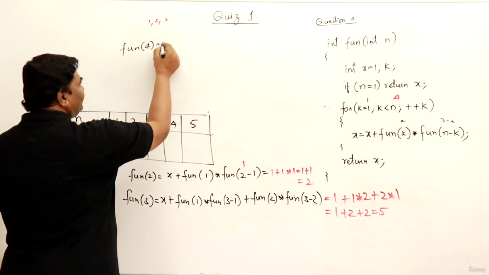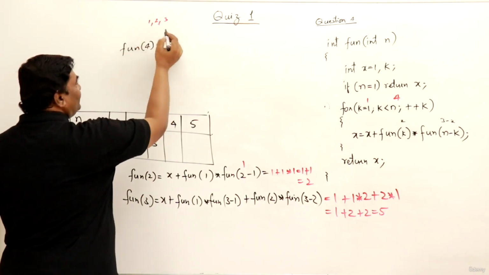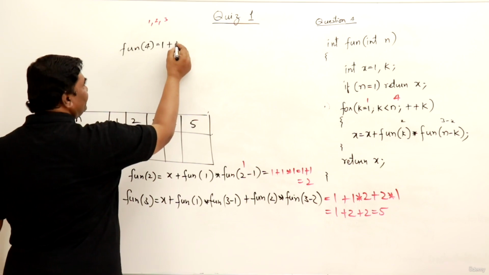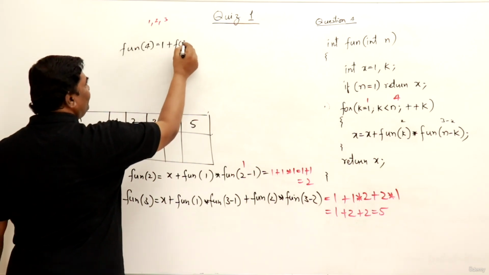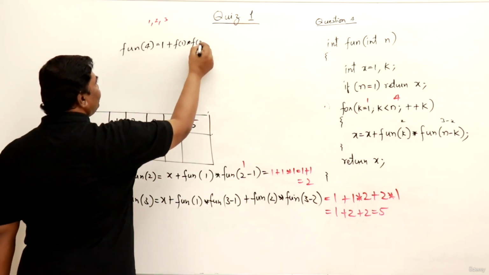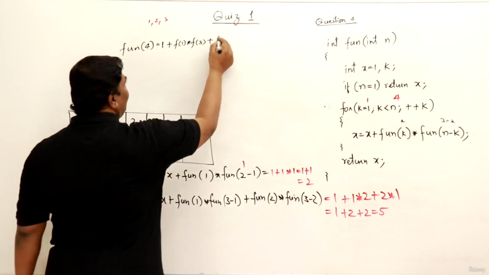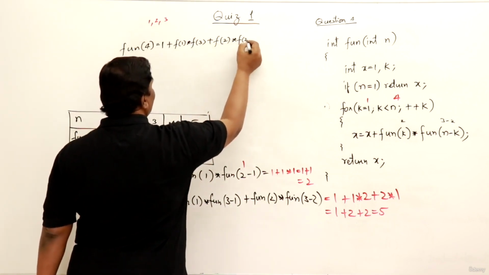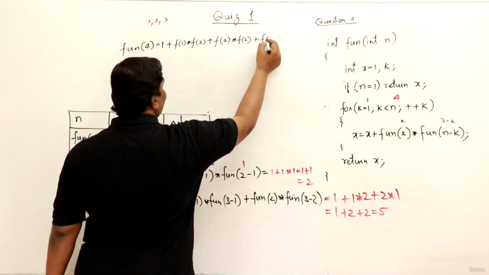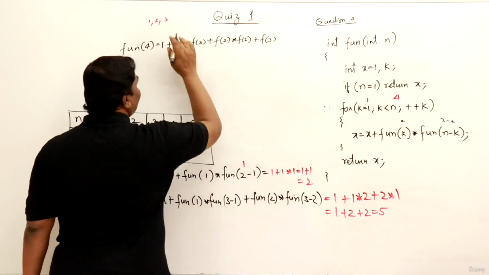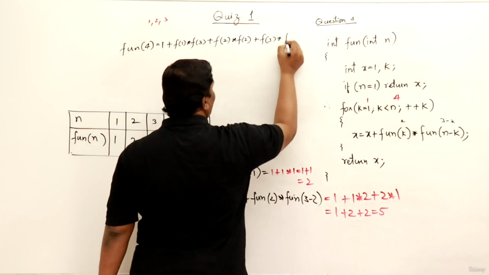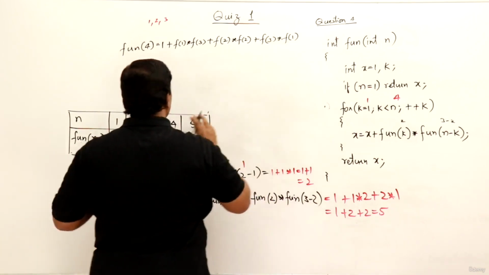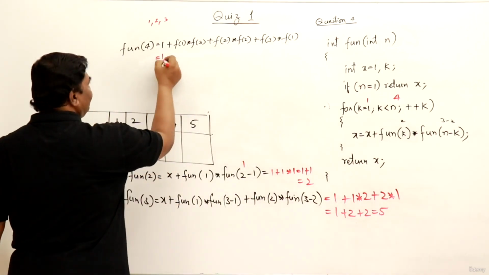So let us start. X is 1. First time fun of 1 into fun of 4 minus 1. 4 minus 1 is 3. Plus fun of k with k as 2 now, so into fun of 4 minus 2, which is 2. Plus fun of 3, k is 3 right now, so fun of 4 minus 3 is 1. So how much is this? Let us add this. This is 1.